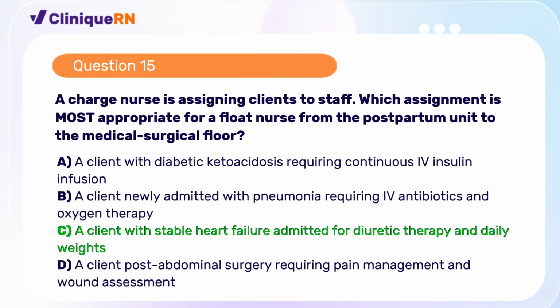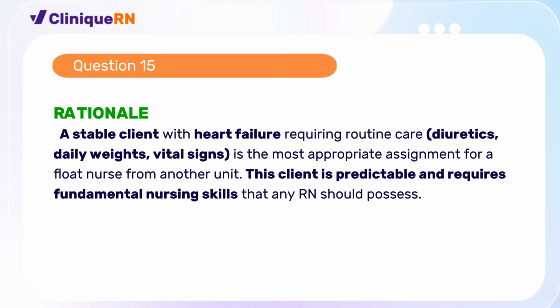The correct answer is C. A client with stable heart failure admitted for diuretic therapy and daily weights. Rationale: a stable client with heart failure requiring routine care, diuretics, daily weights, and vital signs is the most appropriate assignment for a float nurse from another unit. This client is predictable and requires fundamental nursing skills that any RN should possess.